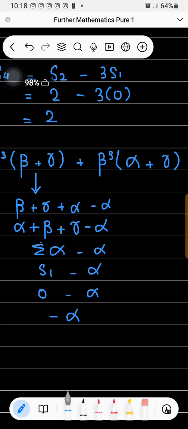What is beta plus gamma? We found that beta plus gamma is equal to negative alpha. How did we do this? We took beta plus gamma, added alpha and subtracted alpha to balance. When we added alpha, it became alpha plus beta plus gamma minus alpha. Alpha plus beta plus gamma can also be written as sum of alpha, then minus alpha. Sum of alpha can be written as S1 minus alpha. Then S1 is equal to 0, so we write 0 minus alpha, and through this we got minus alpha.